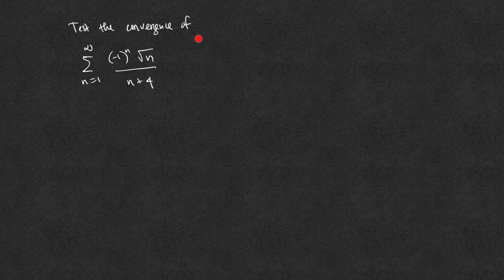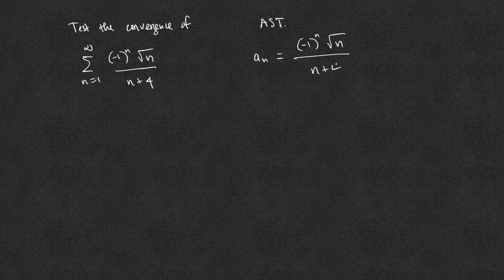Test the convergence of the series, the sum from n equals 1 to infinity of (-1)^n times the square root of n over n plus 4. This is an alternating series, so we will use the alternating series test. The terms a sub n are (-1)^n times the square root of n over n plus 4, where b sub n, which are the positive terms only, is the square root of n over n plus 4.